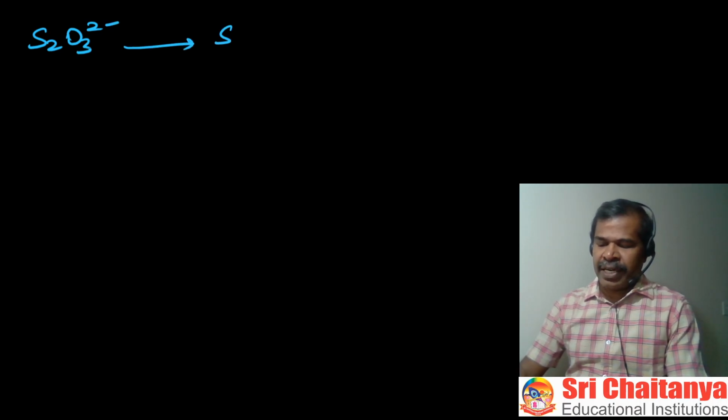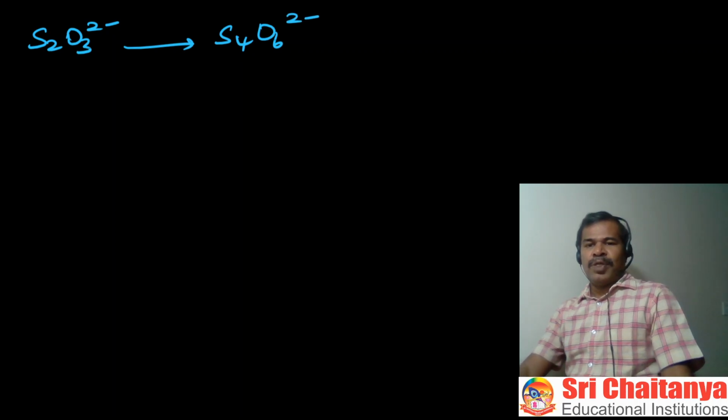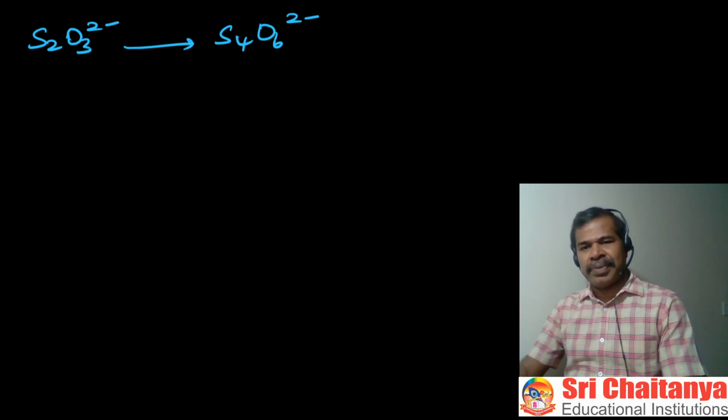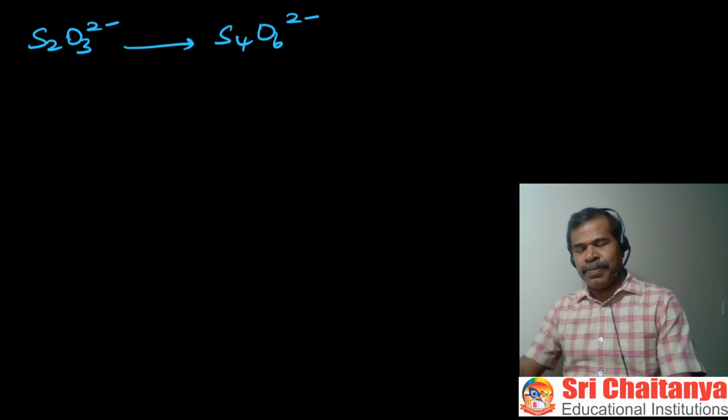Next, let us take thiosulfate, S2O3 2-, changing to tetrathionate, that is S4O6 2-. To find out this n factor, you need not go for individual oxidation numbers, you just take the average oxidation numbers. That is only for a specific question. We need to break it into, write the structure, draw the structure and work out the oxidation numbers.